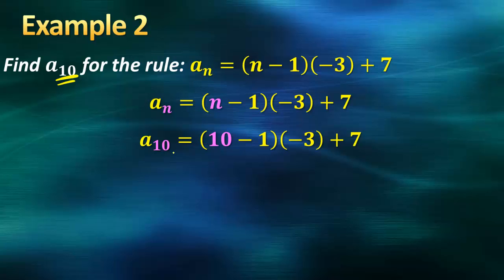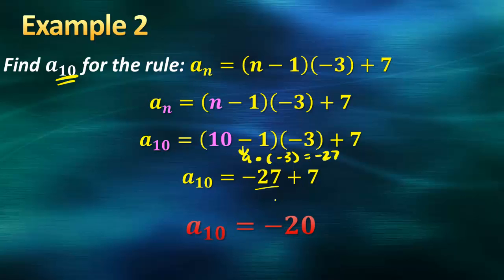10 minus 1 is 9, and 9 times negative 3, so that's 9 times that negative 3 equals negative 27. So that's how I got this right here. So negative 27 plus 7 is negative 20. So negative 20 would be your answer.